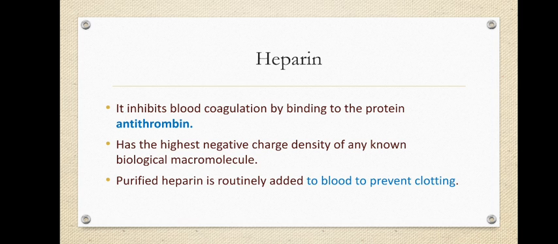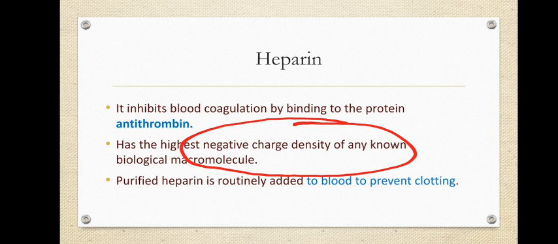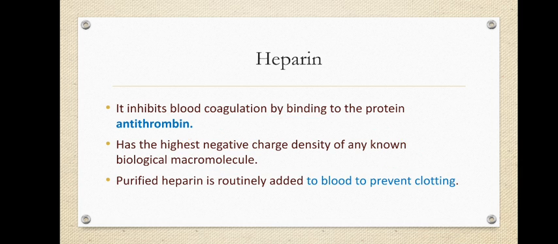When you have to store blood for a longer time, this heparin can be used. Of course, there are other methods, like some chelating ligands are also used. Citrates and others are used as anticoagulants, but heparin is one such chemical or polysaccharide that can be used in preventing the clotting of blood when you are storing the blood for a longer time. There is one general piece of information: heparin has the highest negative charge density among all the biological macromolecules known to humans.